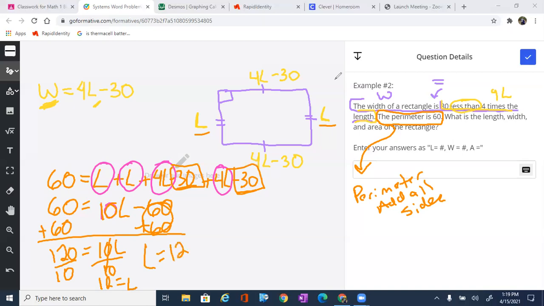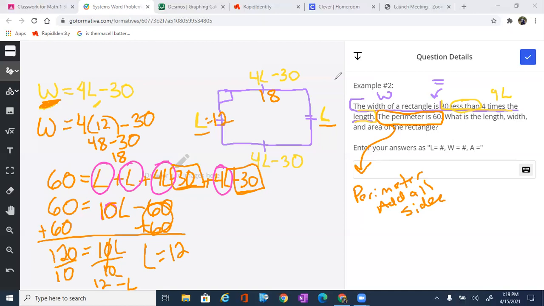Let me rewrite that so it's easier to see because it's a little messy. Once we've got what the length is, I'm going to plug it in to find the width. Remember, our width statement is right up here in the top left-hand corner. The width is 4 times 12 minus 30. 4 times 12 is 48, minus 30, and 48 minus 30 is 18. So we have a length of 12 and a width of 18.